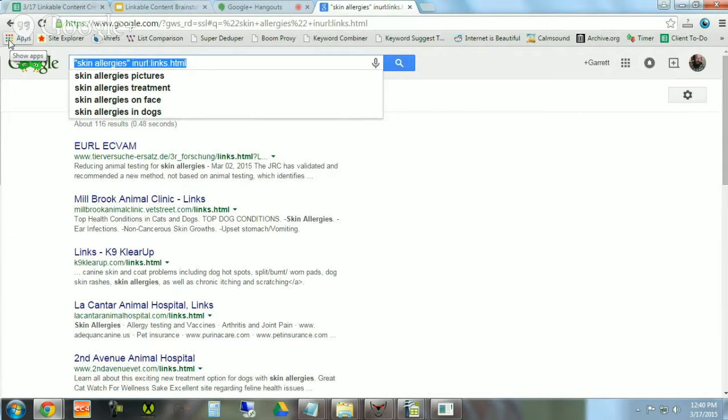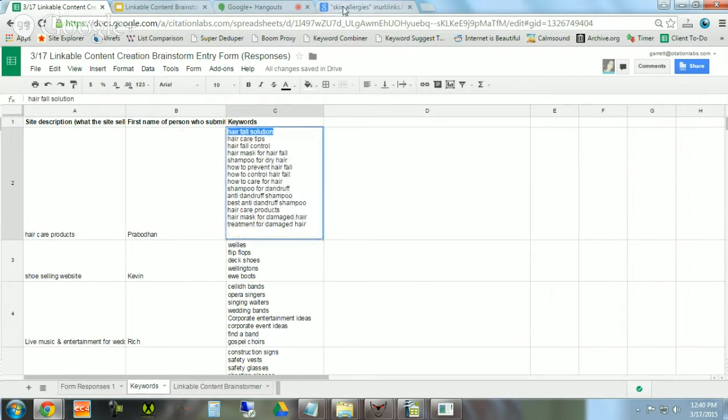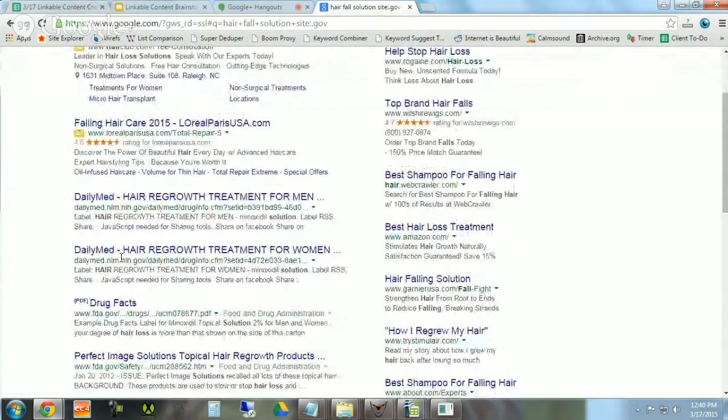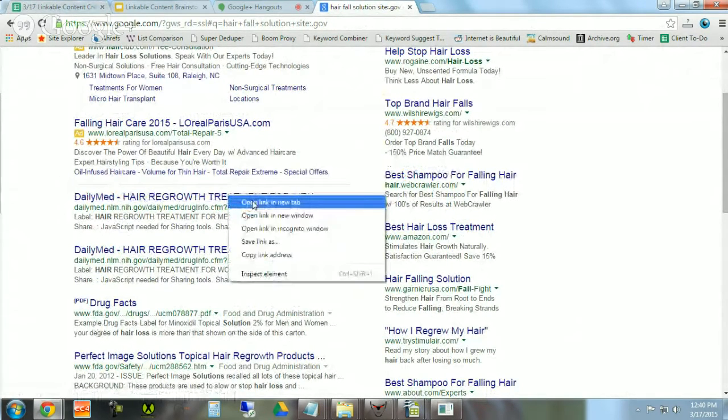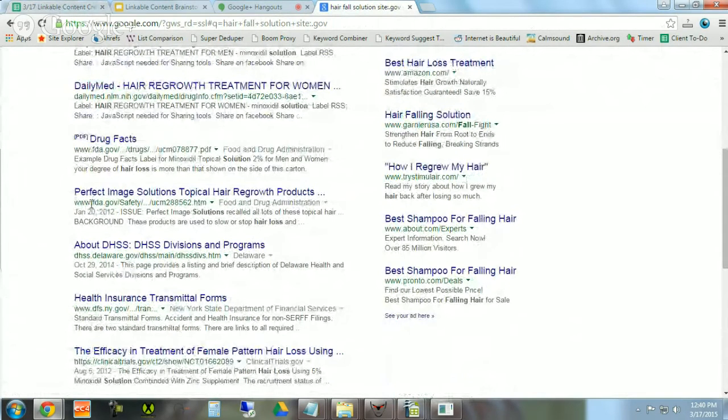So I've already extrapolated from an SEO keyword. Well, I'll take that exact SEO keyword just to see what happens. Site:gov, and let me see what our exact keyword was. Hair fall solution. We'll see what comes back. Hair regrowth treatment for men and women. Daily Med. Let's just stay on the SERPs for a moment. Topical hair regrowth products. Again, the FDA. And look at that URL, safety, right? So safety, that's a huge one in itself as far as a topic goes. So safety is one. I see insurance, right?